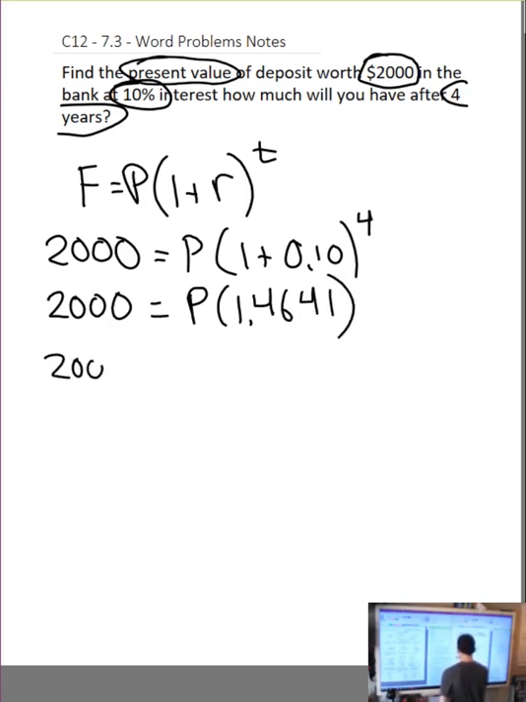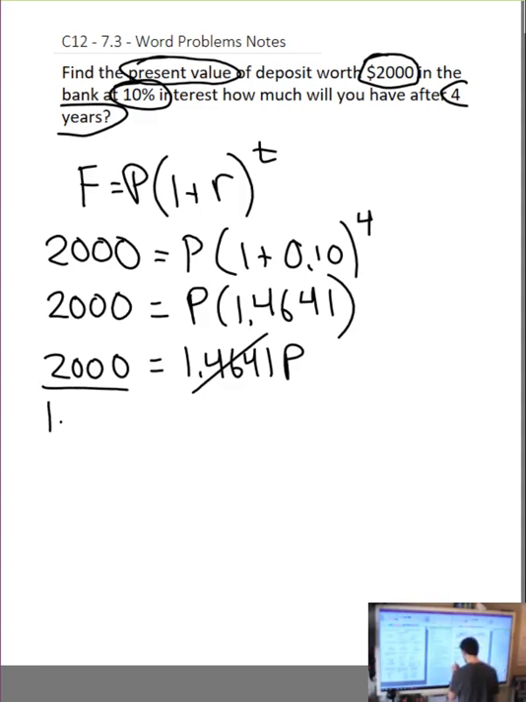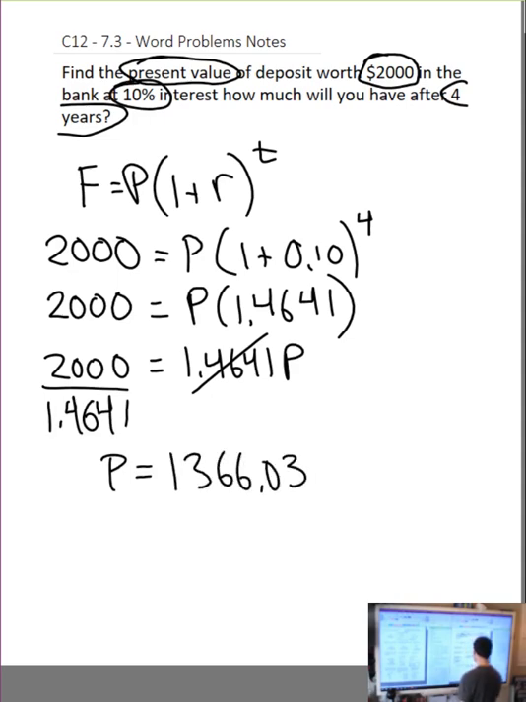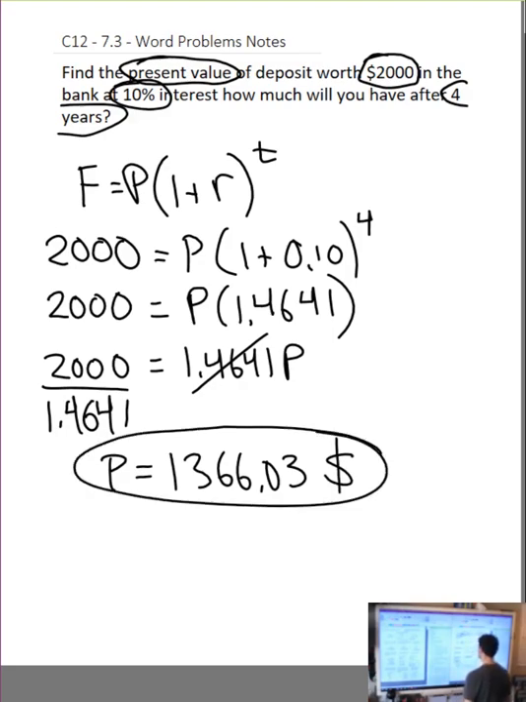So I'm going to clean that up. So 2,000 is equal to 1.4641 p. Now I'm simply going to divide both sides by that number. And if I mirror the equation, p is equal to 1366.03. Back to keeping decimals when we're working with money. And a nice little logic check, at 10% for 4 years, 1,300 will grow to about 2,000.